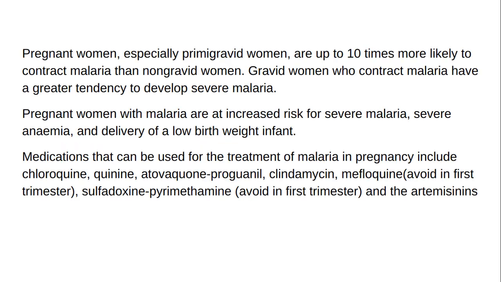Followed by primaquine. Pregnant women, especially primigravid women, are up to 10 times more likely to contract malaria than non-gravid women. Gravid women who contract malaria have a greater tendency to develop severe malaria. Pregnant women with malaria are at increased risk for severe malaria, severe anemia, and delivery of a low birth weight infant. Medications that can be used for the treatment of malaria in pregnancy include chloroquine, quinine, atovaquone/proguanil, clindamycin, mefloquine, sulfadoxine-pyrimethamine (avoid in first trimester), and the artemisinins.